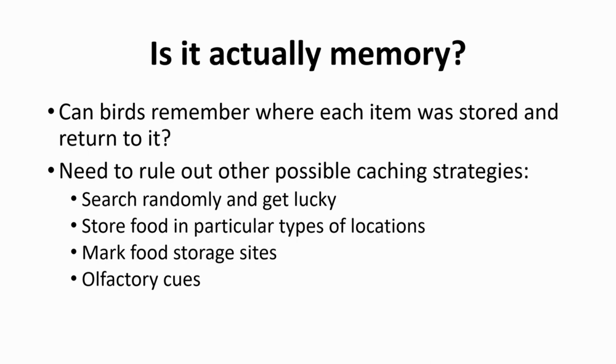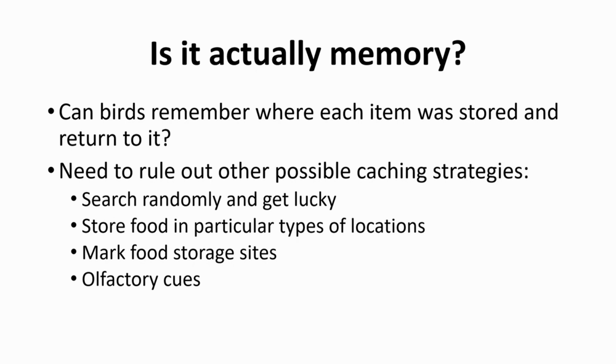Some other explanations that have been proposed to explain these caching strategies have included things like randomly searching and happening across different caches and then eating whatever they find. So if this was the case, the birds would cache randomly in their area, and then when they're hungry, go start searching in random locations. The next proposed option here is that these birds tend to store food in particular types of locations, and therefore when they're hungry, they would go looking in those locations.